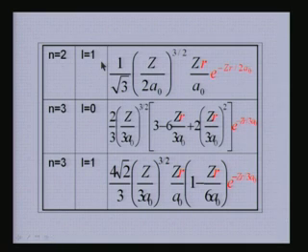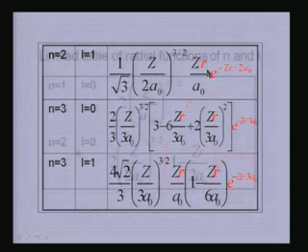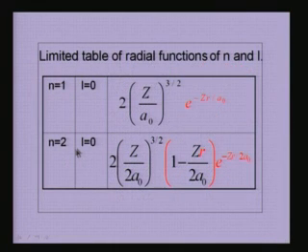n equal to 2 L equal to 1 is also z r by a naught e to the minus z r by 2 a naught, but the point is this function is 0 at r equal to 0, and it never goes to 0 for any value of r other than r equal to infinity. This one on the other hand, n equal to 2 L equal to 0, which contains 1 minus z r by 2 a naught e to the minus, does not go to 0 at r equal to 0.